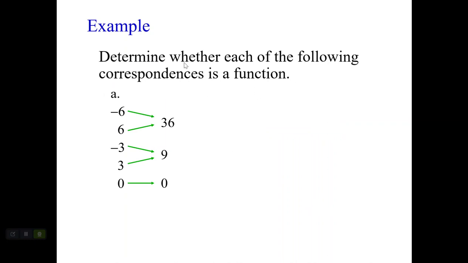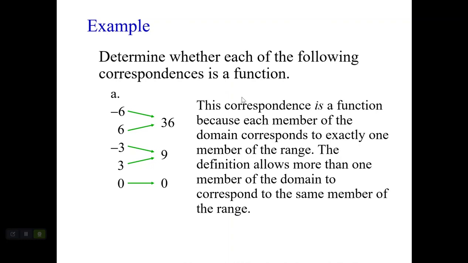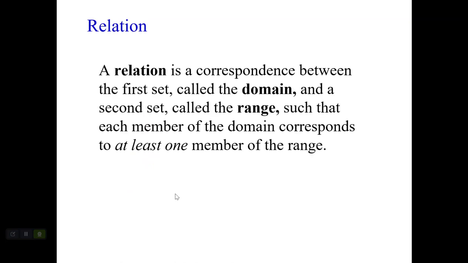So look at this one right here. This relationship actually is a function. Sometimes people say, well, negative 6 corresponds to 36, and positive 6 also corresponds to 36. But each x has only one output y. Even though they have the same y, this is still qualified as a function because each x has exactly one y. The first set, the x values, we usually call the domain. The second set, the y values, we usually call the range.